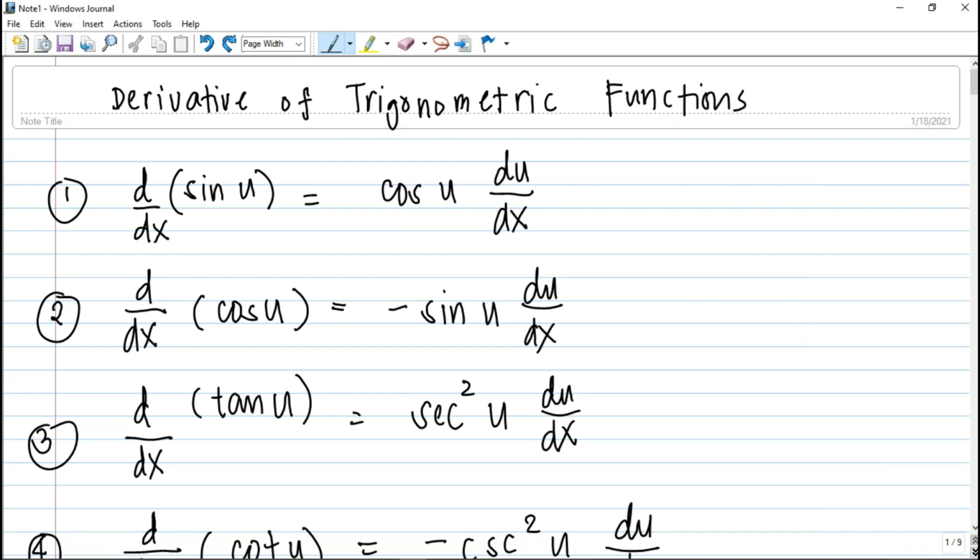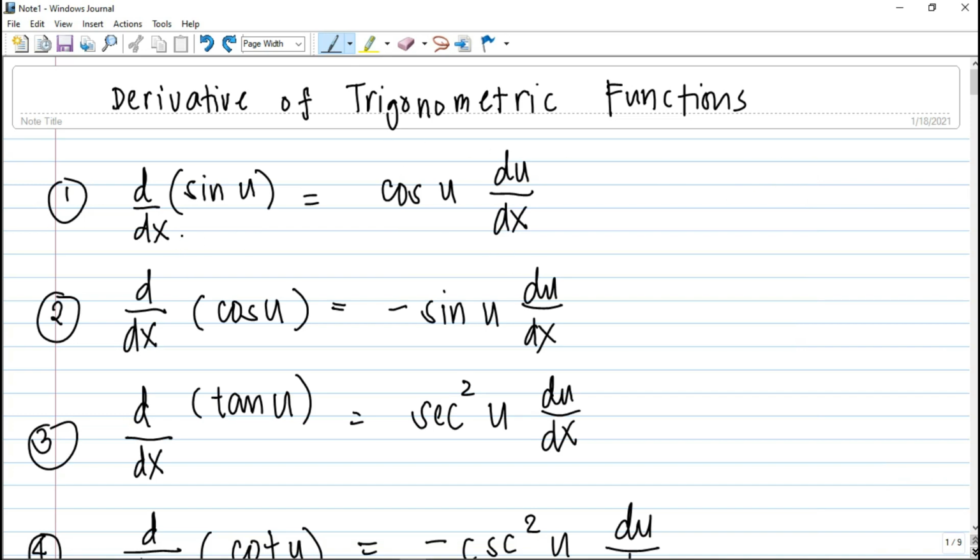Hello everyone, in this video we are going to discuss the derivative of trigonometric functions. So here, these are the formulas that we will use. The concepts involved here are our previous concepts like the derivative of a product, derivative of a quotient, the power rule, and our method, the chain rule. These are still applicable in this concept, but here we are going to deal with trigonometric functions.